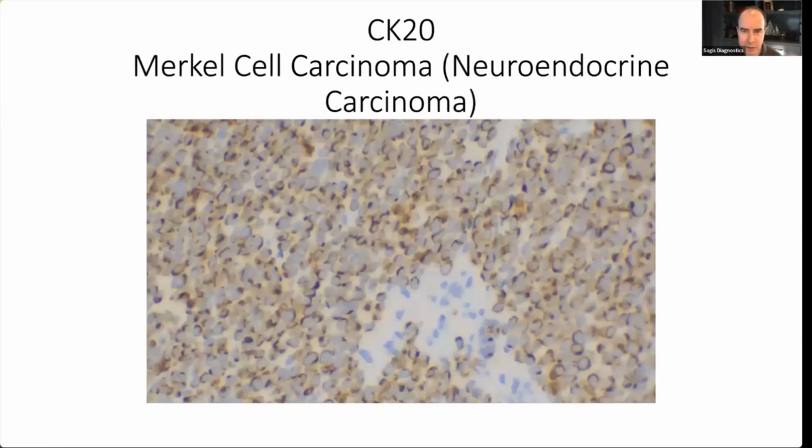And here's cytokeratin 20, which is classic. And what's really cool about this is that it has this perinuclear accentuation. So see the perinuclear dots? Those are keratin whorls right there to the side of the nucleus that are positive. And this is very characteristic of a Merkel cell carcinoma or neuroendocrine carcinoma.